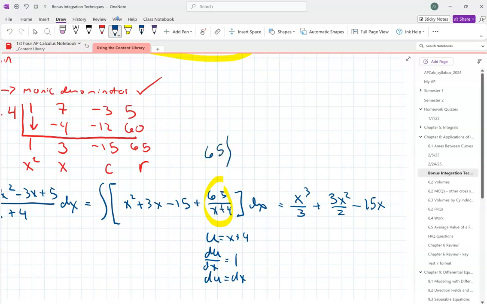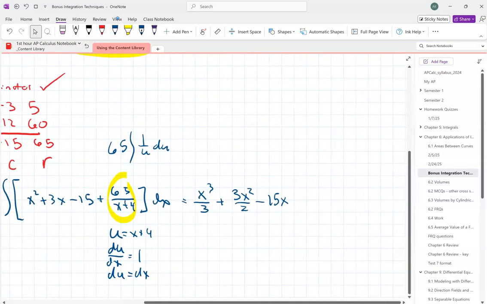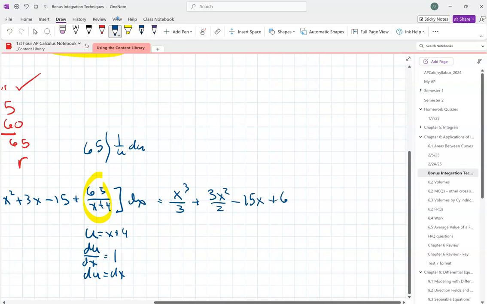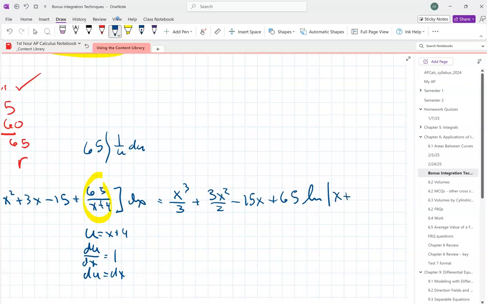So really I'm integrating 65 times the integral of 1 over u. What's the integral of 1 over u, the antiderivative? The natural log of u. Very good. So in this case, we're going to have 65 natural log of, and then instead of u, I'm going to write x plus 4. And that's supposed to have an absolute value around the natural log. And then the plus c at the end.